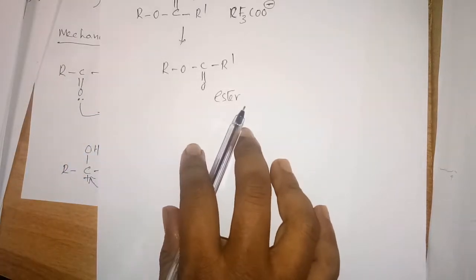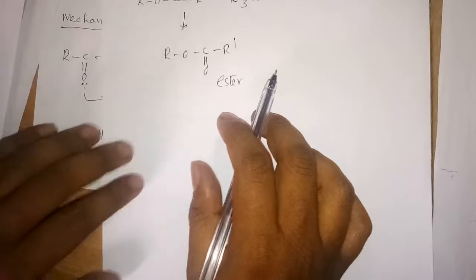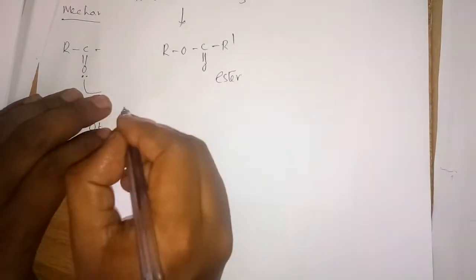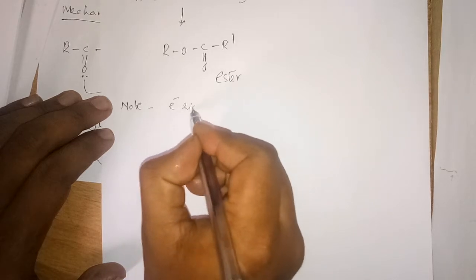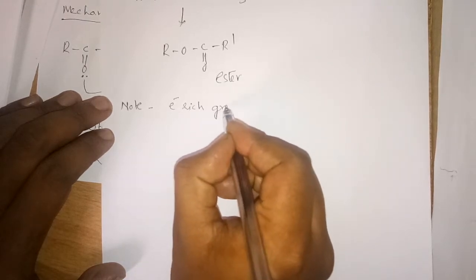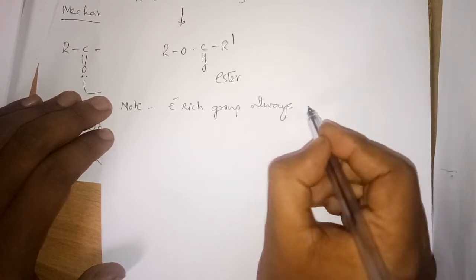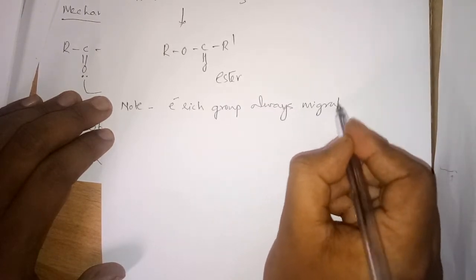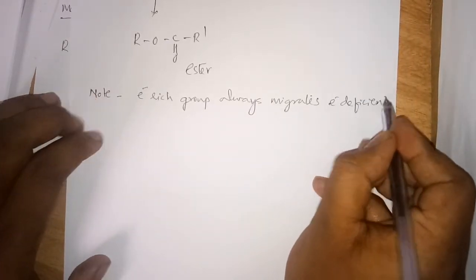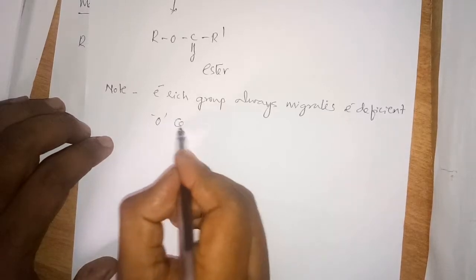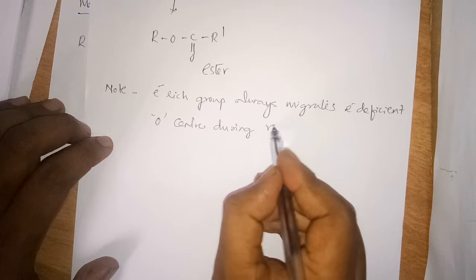Now the electron rich group always migrates to the electron deficient oxygen during the rearrangement. So we can make a note: the electron rich group always migrates to the electron deficient oxygen center during rearrangement.